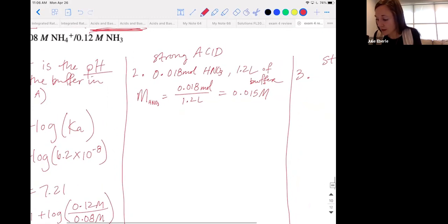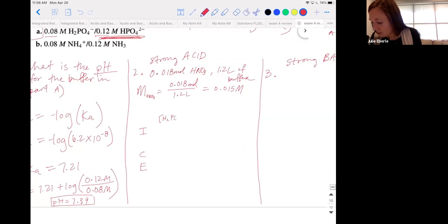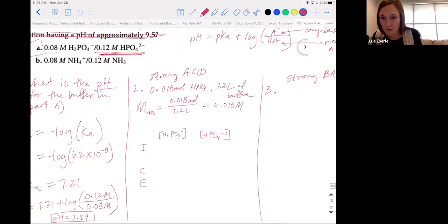I've got to have units of molarity. Then I set up my ICE chart, and I'm going to calculate how my buffer components' concentrations change. H2PO4 minus, HPO4 minus 2. So initially, I just plug in the concentrations that part A tells me, 0.08 and 0.12. Now, I know they're going to change by this much, but which one's going to go up and which one's going to go down?